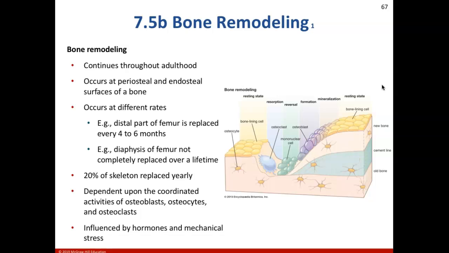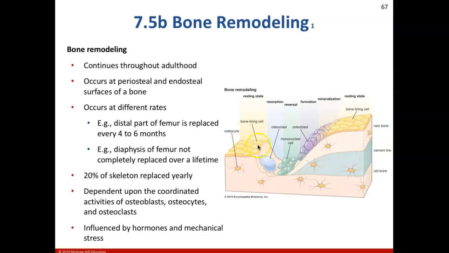So 20% of our skeleton is going to be replaced yearly, and it's dependent upon the coordinated activities of our osteoblasts, osteocytes, and osteoclasts. And of course, it's influenced by hormones and mechanical stresses. So let's go ahead and talk about some of the other influences. But before we do that, let's take a look at this photo here.